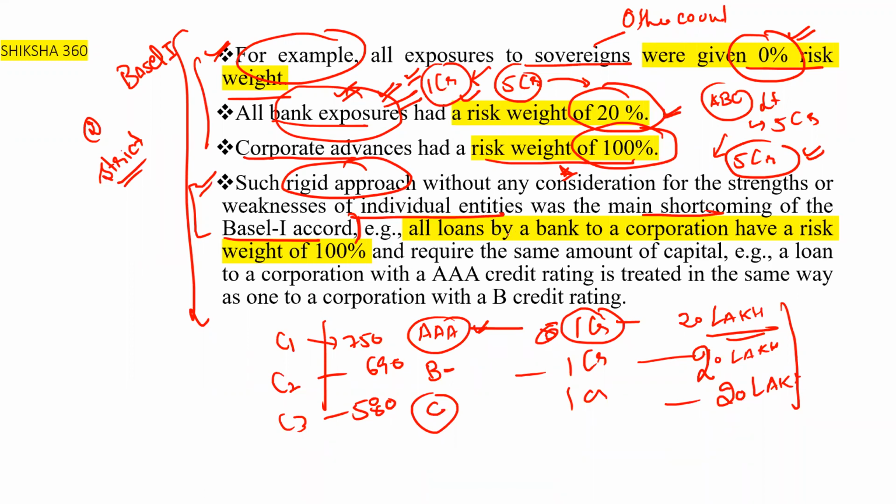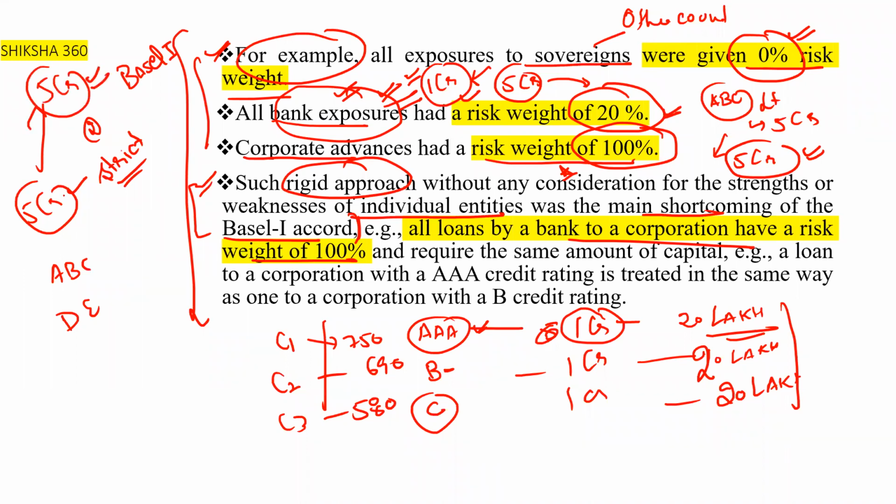They are saying that all loans by a bank to a corporation have a risk weightage of 100%. For example, ABC Limited, DEF Limited: if we are lending 5 crore to them, we have to maintain 5 crore for them also, as per the Basel norms.